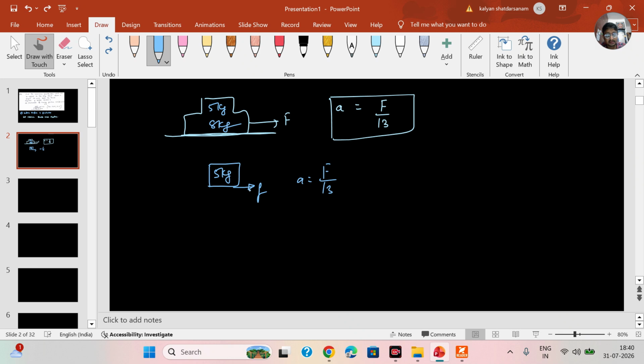And how to get this static friction? There is no formula. I have to apply Newton's law, so I'll apply it. So net force, which is f in this case, is mass, which is 5 into acceleration F by 13. Combined acceleration is F by 13, so I'm taking independent acceleration also as F by 13 because they're moving together. So I got the friction. If really the blocks are moving together, this friction should be static. But static friction lies between 0 and mu s n.